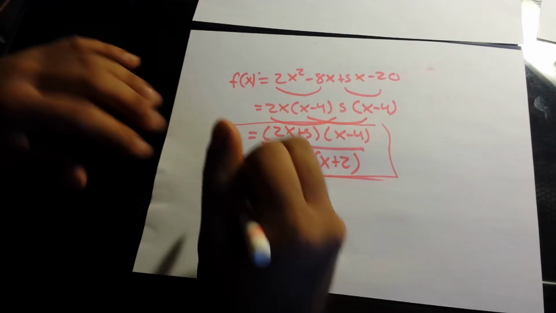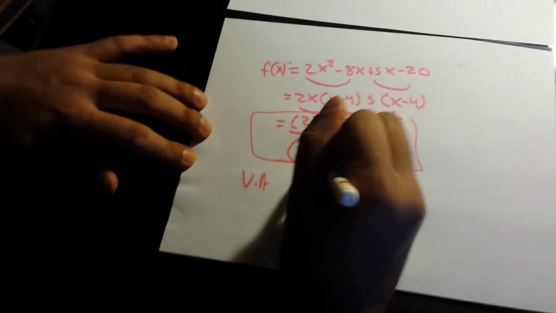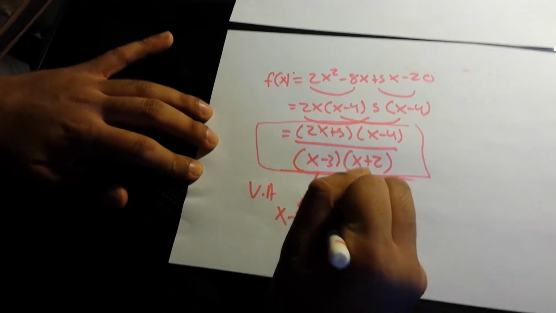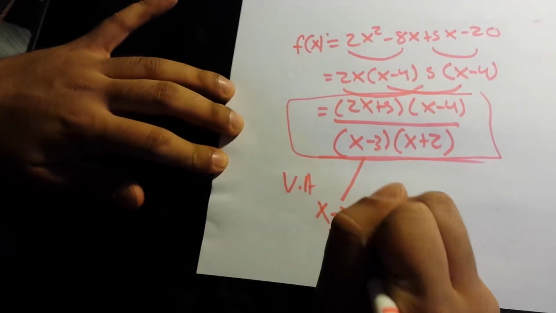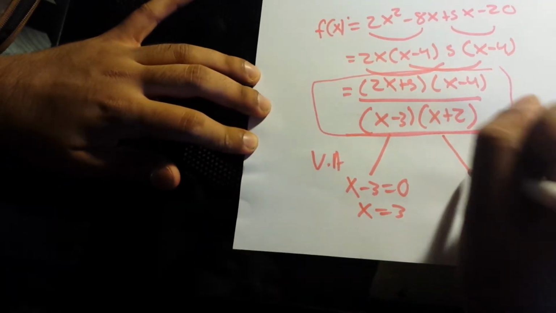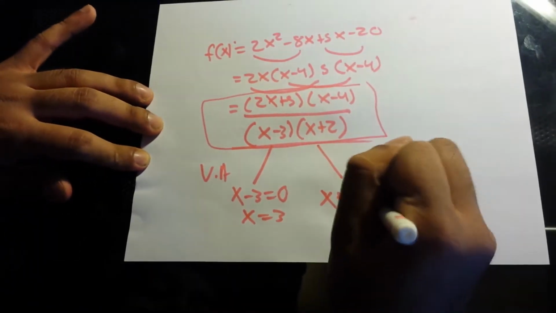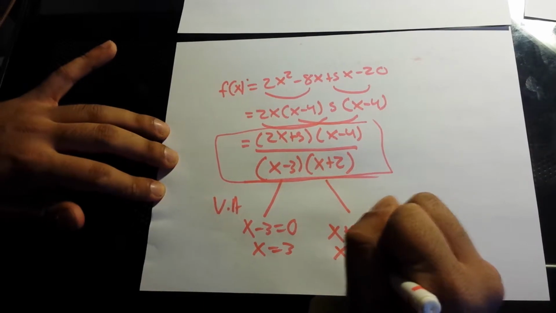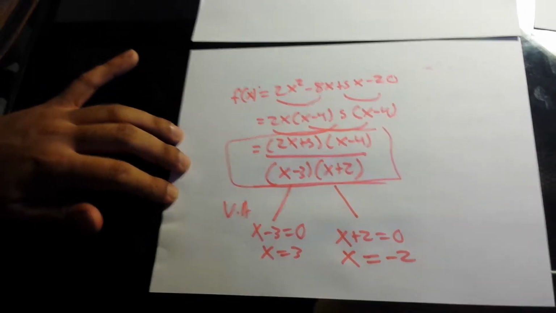Alright, now for the vertical asymptote, we must see what makes the bottom 0. This one right here, x minus 3 equals 0. Move the 3 over, x equals 3. This one over here, x plus 2 equals 0. Now, simply move the 2 over, x equals minus 2.